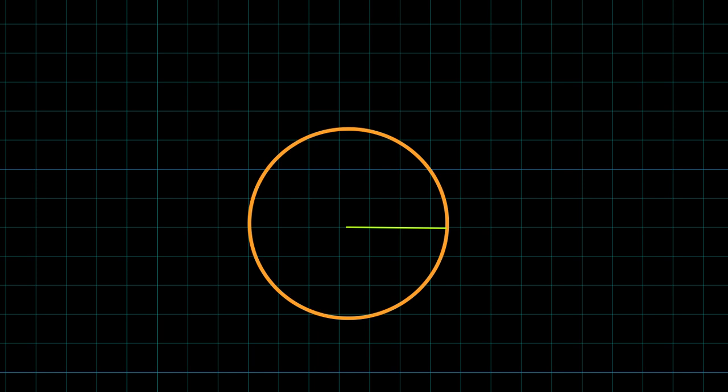And let me introduce some other terminology also at the same time. If I join 2 points on the circle by a straight line segment, it's a chord. So this is AB. So AB is a chord. This one is the center. This is the radius. And what else is there?